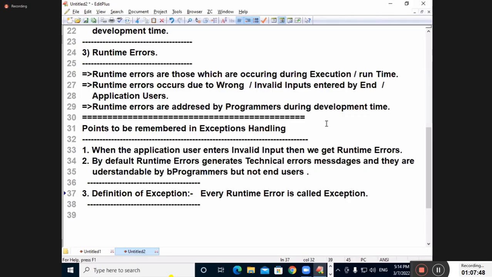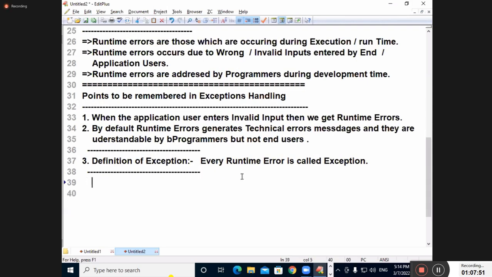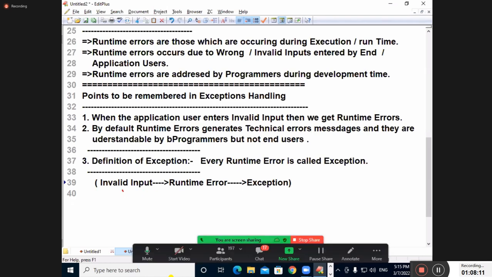Understand? Why are runtime errors coming? I will keep one small equation for your better understanding. Invalid input gives runtime errors. Runtime errors are known as exceptions. Hence, every invalid input is called an exception. From now onwards, anybody enters invalid input, exception occurs. Enter valid input, result will come. Enter wrong input, exception will come. Remember these two points.